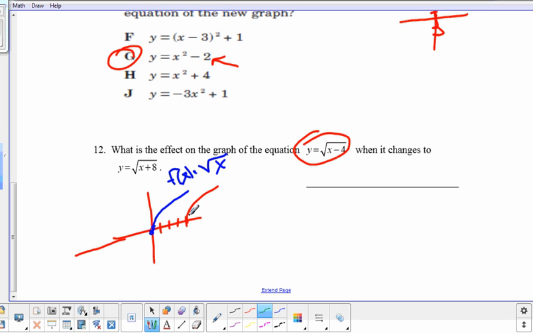And now we got to move from here 8 to the left. 1, 2, 3, 4, 5, 6, 7, 8. So hopefully you can see the difference from here to here is we went left 12.